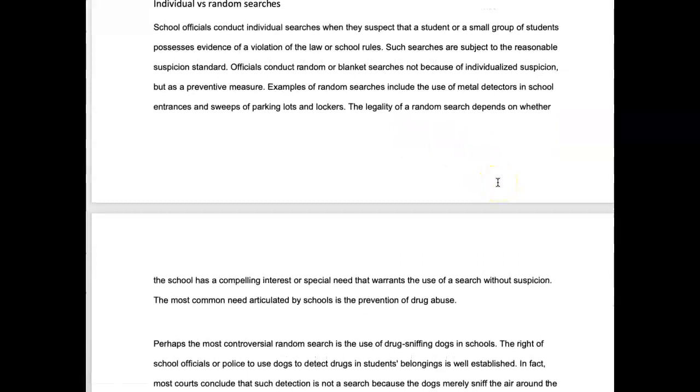Often you'll have a cell phone stolen in the room. You know it was there. No one's left the room and there was a cell phone on the table and now the cell phone's gone and you want to search everybody. Right? You can do that. Okay? And you can do it as a preventive measure.